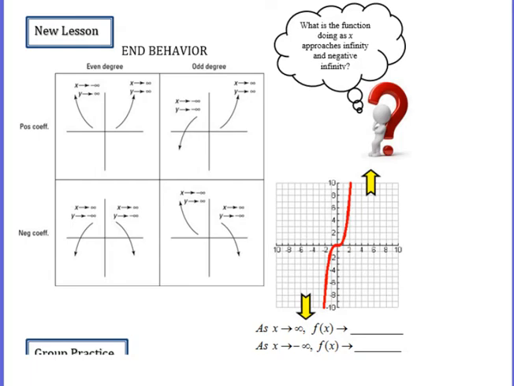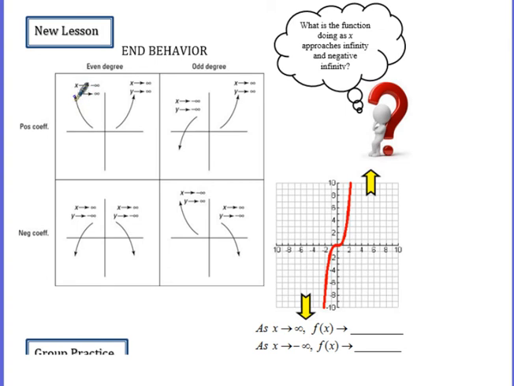So the first thing we'll talk about today is end behavior. Last time we talked about domain and range, and interval notation for domain and range. Today we're going to talk about end behavior, or how the graph is acting on the left end and the right end.